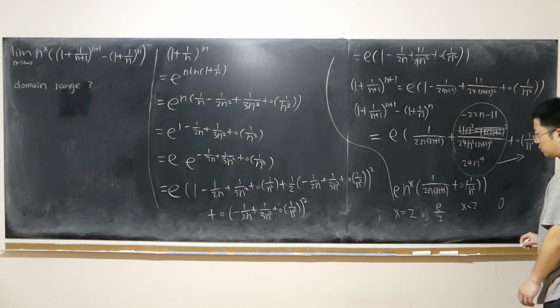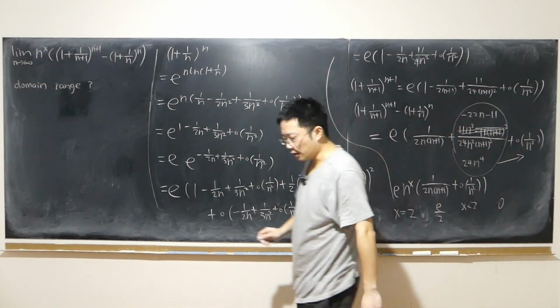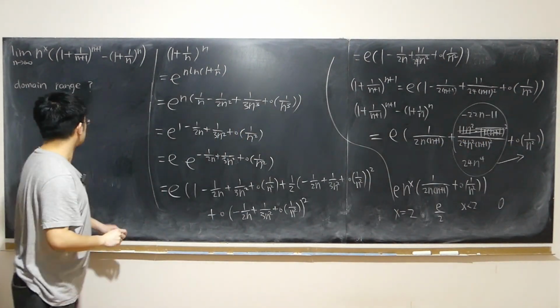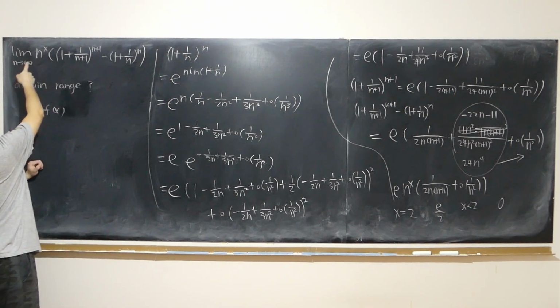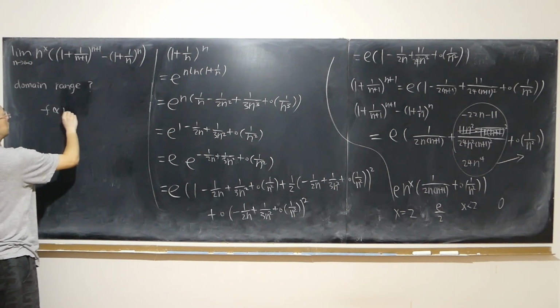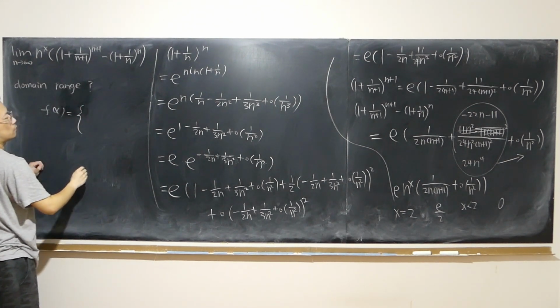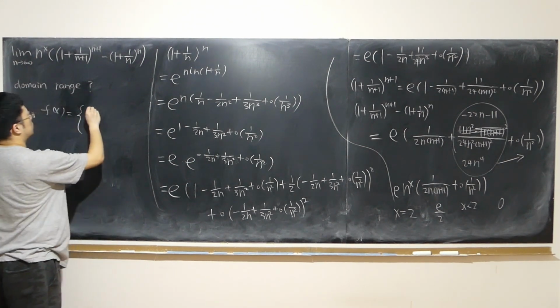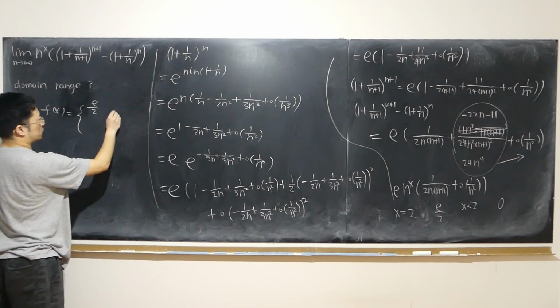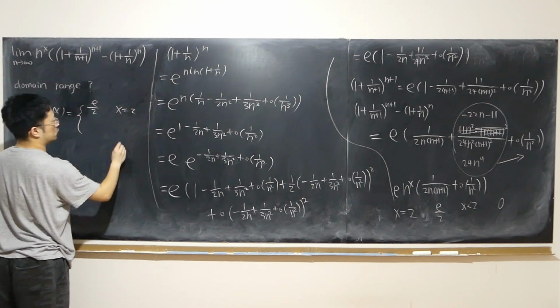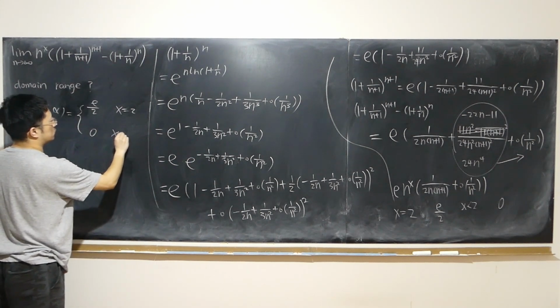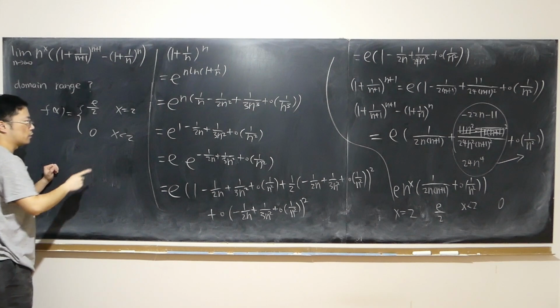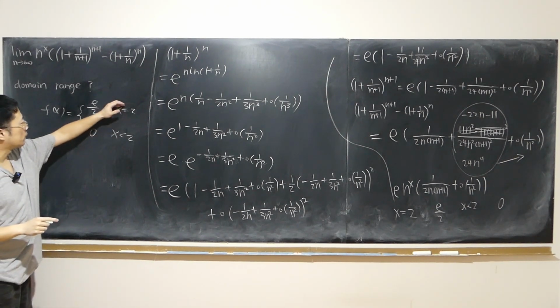Still approaching 0. So that's in fact the so-called domain and range. If we say this is a function in terms of x, we can say it will be equal to half e if x is equal to 2. That will be equal to 0 when x is less than 2. A piecewise function, right? That's the so-called domain and range.